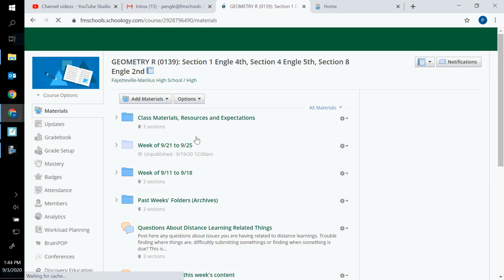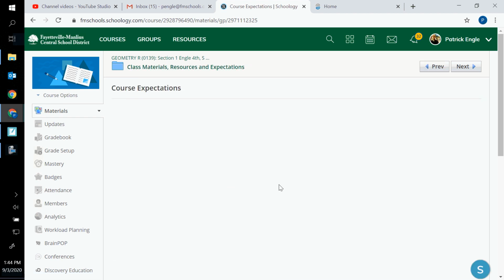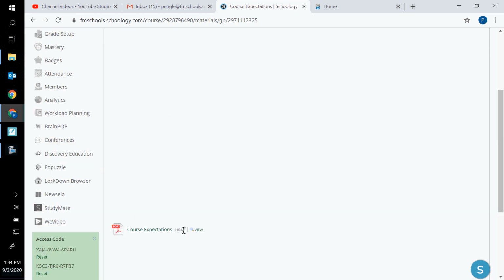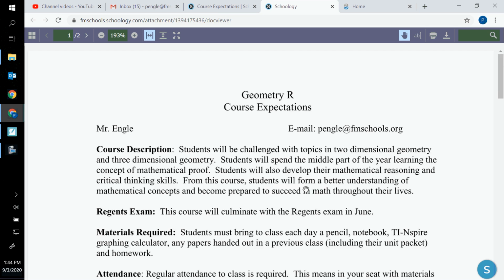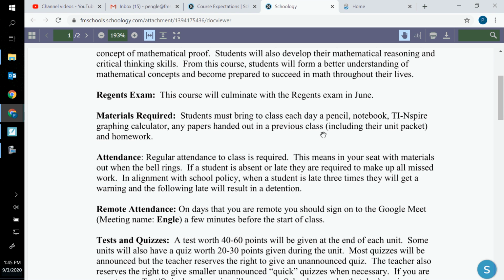All right, so let's look at the course expectation sheet. So I just have it digitally here. Usually I would have your parents sign it and send it back, but because of not wanting to exchange papers as much, we're just going to do it digitally. So this is a description of some of the topics that we'll be doing. We will have a Regents exam for this course that we'll be preparing for in June. Each day when you come to class, either in person or when you're watching the live stream, make sure you have something to write with, preferably a pencil, notebook or notebook paper, your Inspire graphing calculator, and any handouts like the unit packet, homework, things like that.